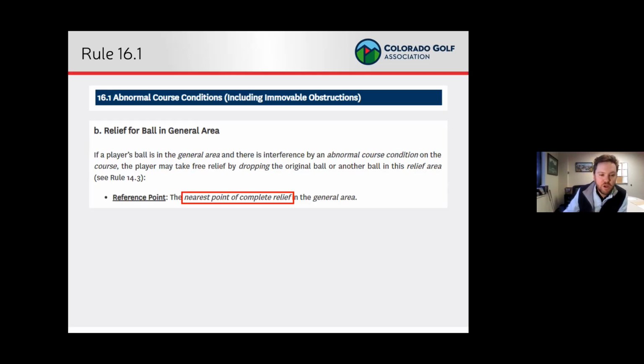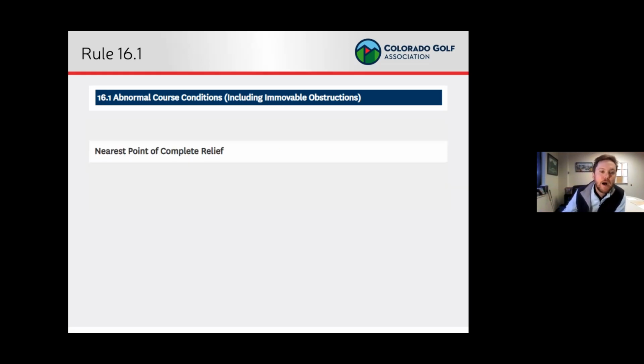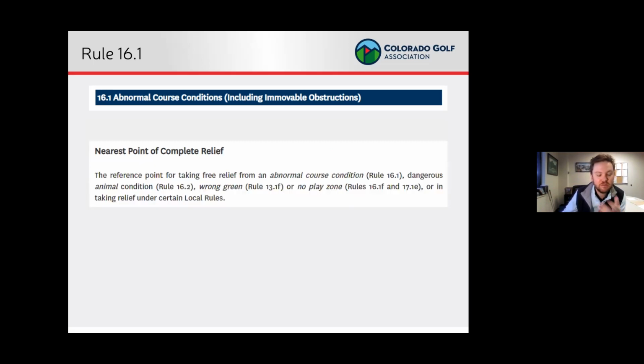So the reference point is the nearest point of complete relief. That's the same thing. The nearest point of complete relief is the reference point. So those are synonymous. It says the nearest point of complete relief is the definition, is the reference point right there. The first thing it says is the nearest point of complete relief is the reference point.